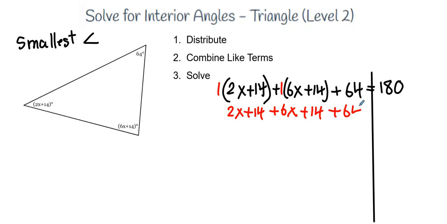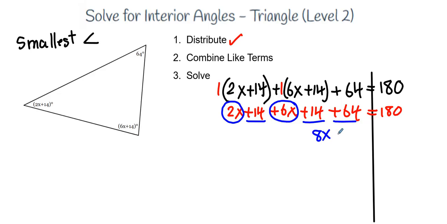And then I'm just going to bring the rest of the equation down. So step 1, distribute. Got it. Number 2, I'm going to combine like terms. I'm going to circle anything that has an x term. So those two will go together. And then this 14 and 64, those are called constant terms. Those are going to go together. So 2x and 6x, that's the variable. That gives us 8x. And then 14 and 14 is 28. And 64, that's going to give us 92.